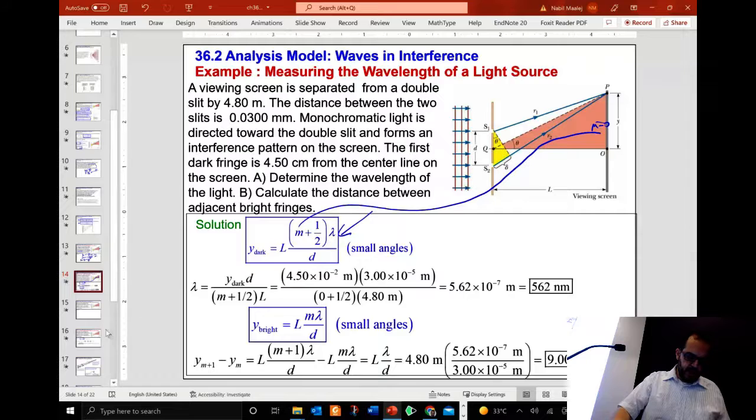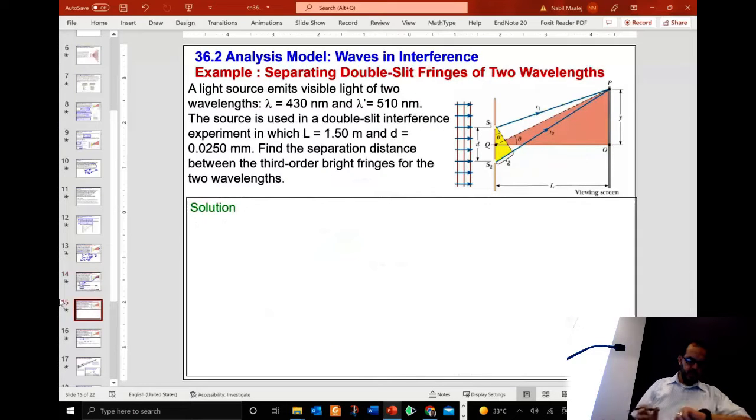All right, next question. Here is another question. A light source emits visible light of two wavelengths, 430 nanometers and 510 nanometers. So it can be either this or this, not at the same time. The source is used for a double slit interference experiment in which the distance L is 1.5 meters and the distance between the slits is 0.025 millimeters. Find the separation distance between the third order, meaning m is equal to 3, bright fringes for the two wavelengths.